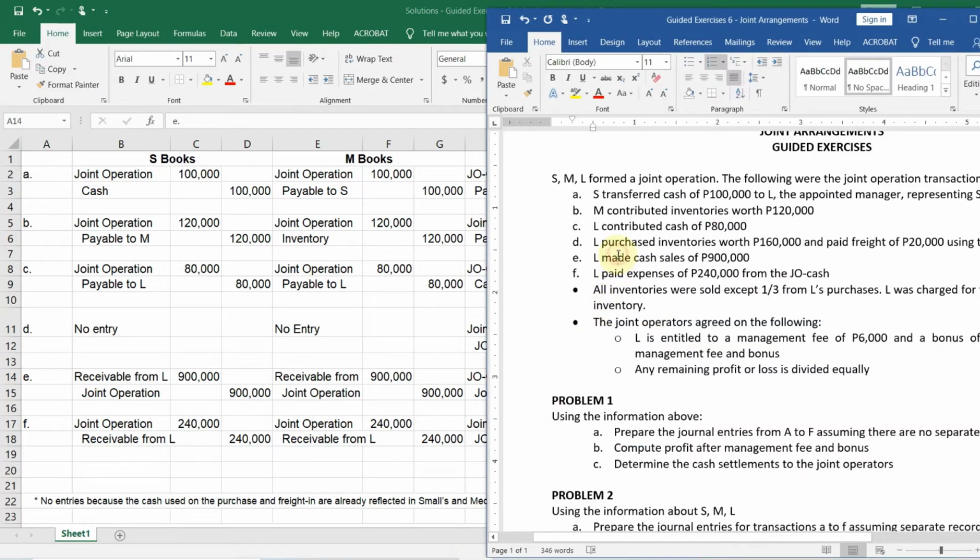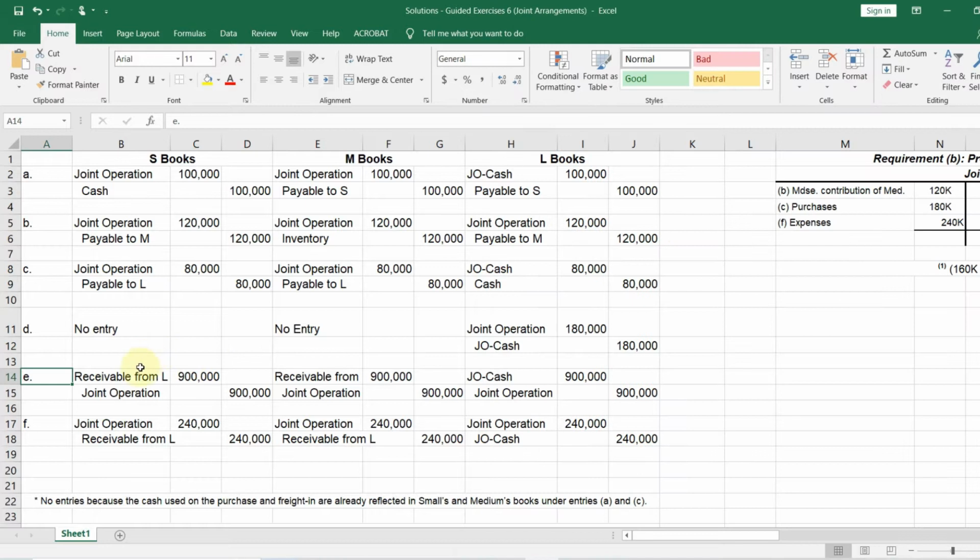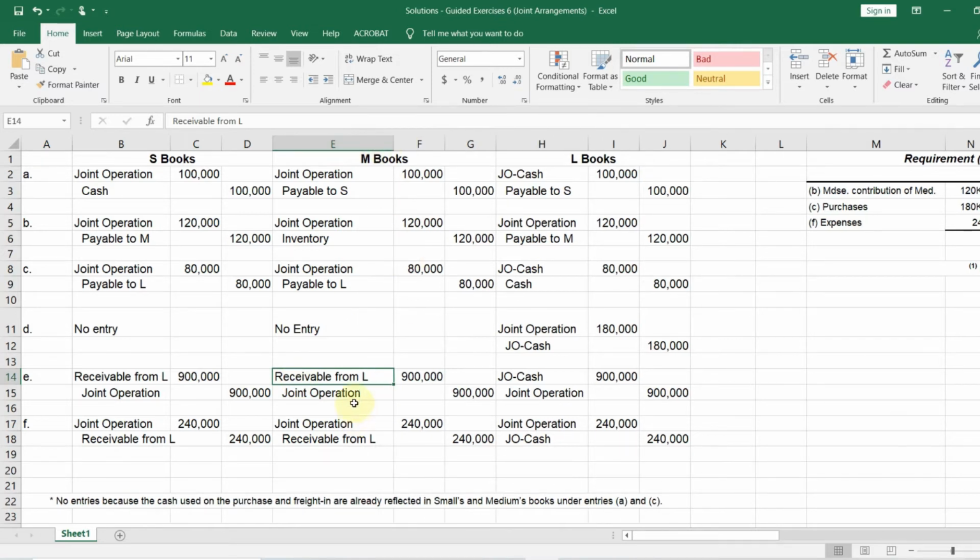L made cash sales, so nakapagbenta siya. So, tuwang-tuwa si S, so nagkaroon ng account na receivable from L, 900,000, and then credit joint operation, 900,000, because when you have made sales and other income, naka-credit siya sa JO books. Okay? At JO account. Then, for M, the same. Receivable from L, 900,000, and then credit joint operation, 900,000. For L, that's just debit JO cash, 900,000, and then credit joint operation, 900,000. Okay? Kasi cash sales siya, so pumasok siya sa cash.